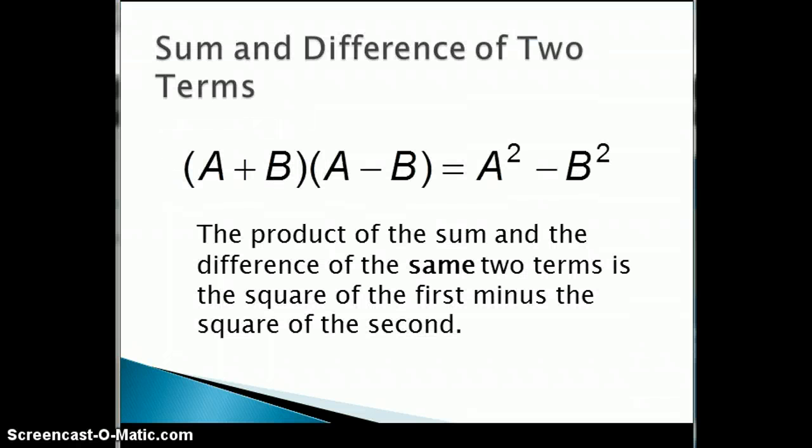So the first special product we're going to take a look at is the sum and difference of two terms. Notice that what we have here is a plus b times a minus b. So the a plus b is a sum and the a minus b is a difference. And notice that we have the same two terms, a and b, in both of those cases. So this formula tells us that the product of the sum and the difference of the same two terms is the square of the first minus the square of the second.